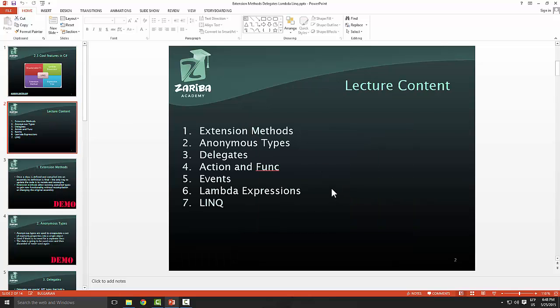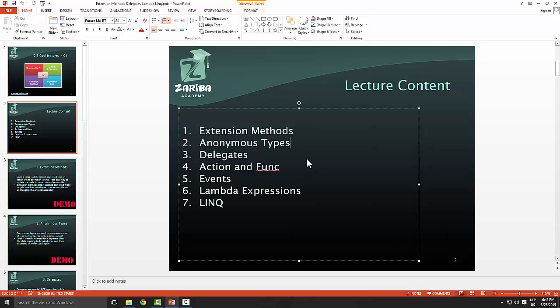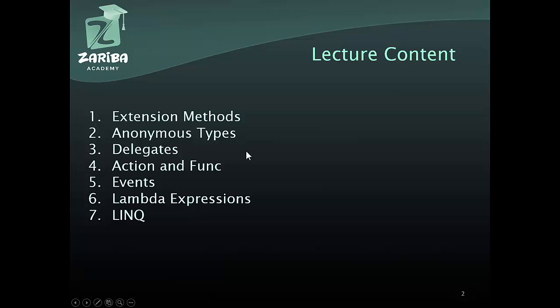So extension methods: very easy to get, very easy to write your own extensions. Then we are looking very briefly at anonymous types. There isn't much to talk about there either. I think the anonymous types were taken from JavaScript, where everything is pretty much anonymous. So it's very similar to the way it's done there.